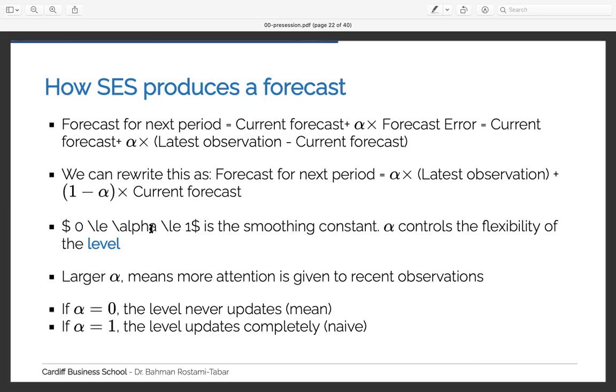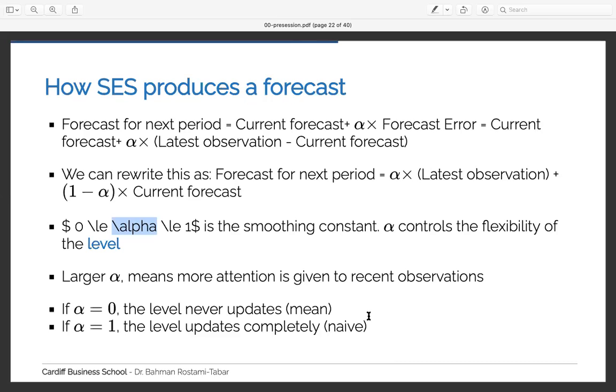So this is not right, so here I have to correct it. Here it says the value of alpha is between 0 and 1, right? So alpha can change between 0 and 1. If alpha is equal to 0, it means the level never updates, so it's just a constant mean. But if alpha is equal to 1, the level updates completely. You may know this is called a naive method.